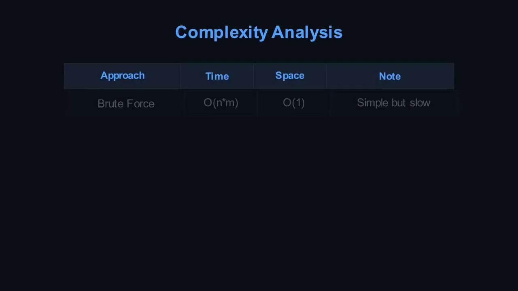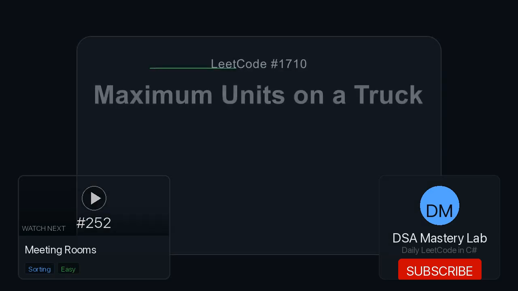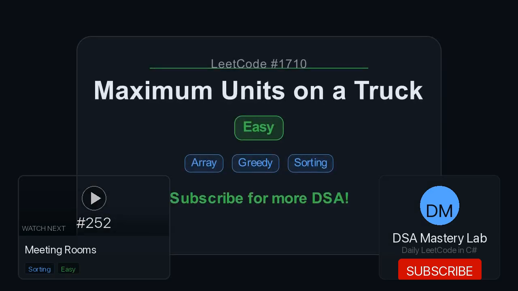The time complexity of this optimized approach is dominated by the sorting step, making it O(n log n), linearithmic time. The space complexity is O(1), constant, if the sorting is done in place, or O(n) if an auxiliary array is used for sorting. This greedy approach is powerful for similar optimization problems. Try the next problem using this same pattern.